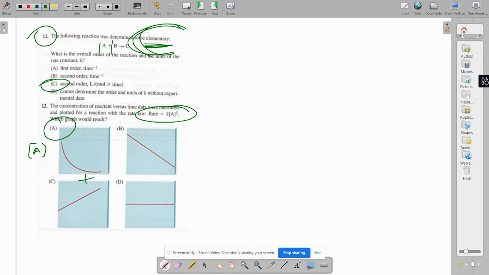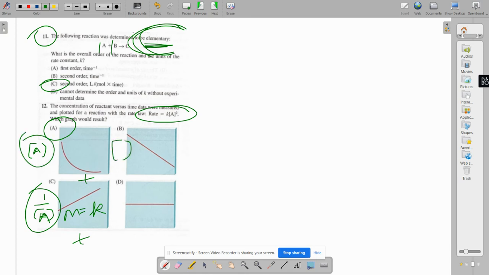So it would be a curve. It looks a lot like first order, but it would be a more extreme curve. It'd be steeper at the beginning and flatter at the end. That definitely looks like the best option since it's the only curve there. If you were tempted to pick C, I see what you're thinking, but that would be 1 over concentration versus time. That would produce a straight line for second order, and the slope would be K. But it's not saying that that's what the axis is. It's saying concentration versus time.